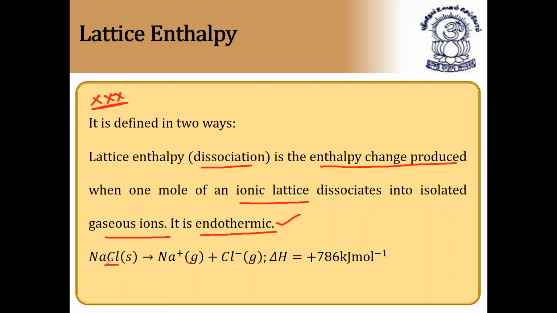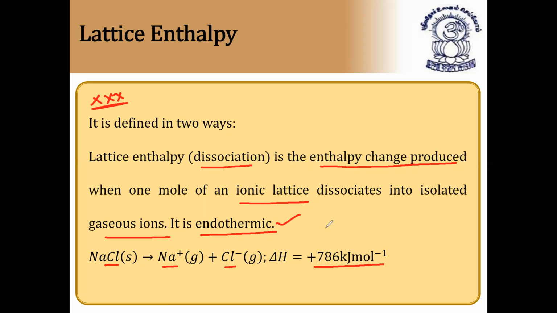So sodium chloride, when you dissolve it in water, forms sodium ions as well as chloride ions. That's why it is soluble in water. So when a solid is soluble in water and changes to its gaseous ions, it is called lattice enthalpy, that is the enthalpy of dissociation. Here, sodium chloride dissociates to form sodium gaseous ion and chloride gaseous ion, and in this case, delta H is 786 kilojoules per mole. As it is given, plus, it is endothermic in nature.